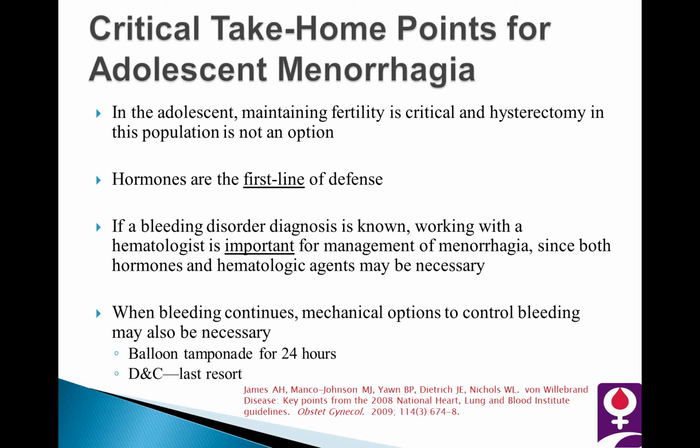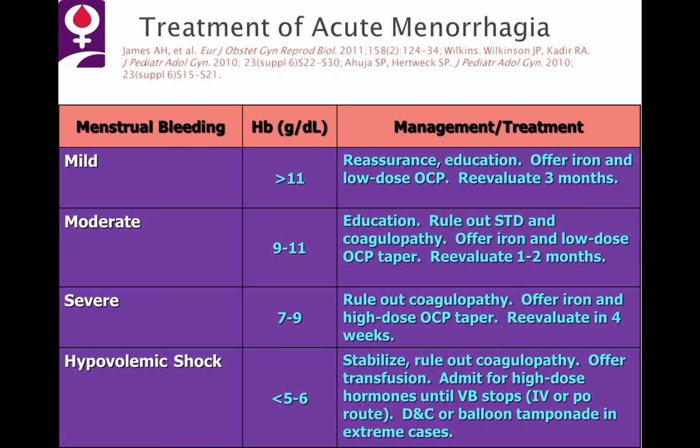And then finally, a dilation and curettage, or D&C, really should be our last resort in this population, as we know that scarring can occur in young patients after a D&C. And finally, in a patient who potentially has a bleeding disorder, a D&C can actually result in more bleeding. So just to briefly review, if we have an adolescent presenting to the emergency room with acute menorrhagia, I think it's easy to subcategorize these into a few different categories in terms of how severe the bleeding is and how severe the anemia is.